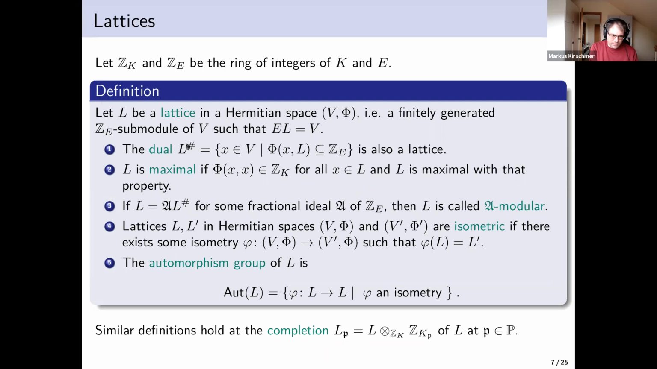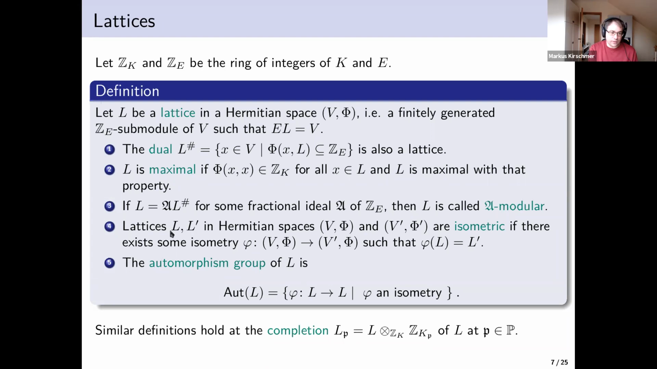Now, when we start with a lattice, we can have this dual lattice, and it might happen that the lattice and the dual lattice coincide, or maybe they might not coincide, but they might differ by some fractional ideal of E or O_E. And if this happens, so if L is A times L dual for some fractional ideal A, we call L an A-modular lattice. The modular lattices turn out to be the building blocks of the lattices. I'll explain that later. But these modular ones are in some sense the building blocks of the larger ones.